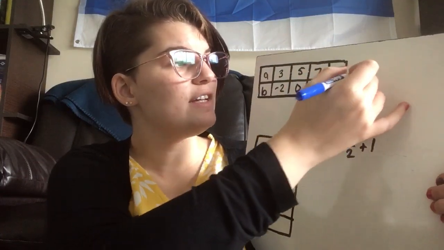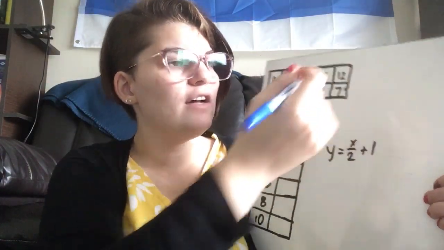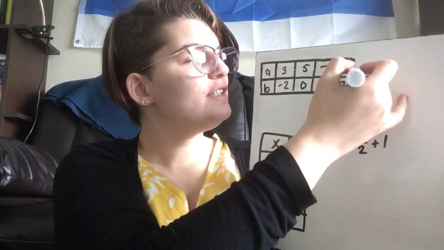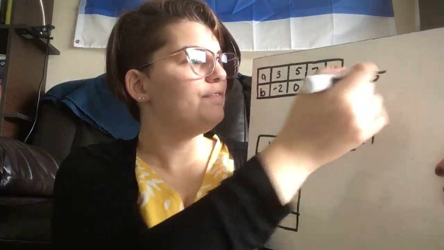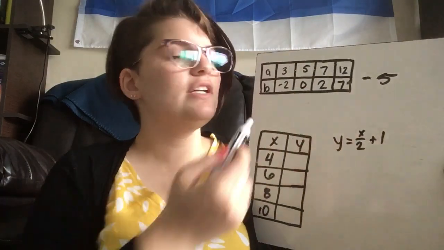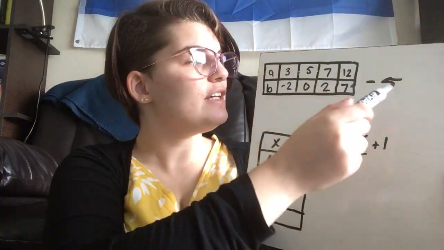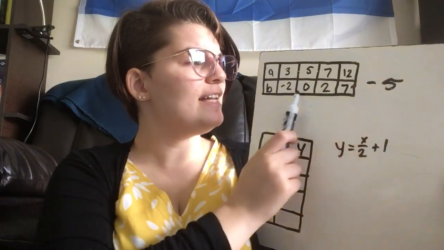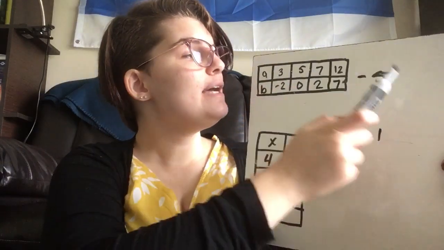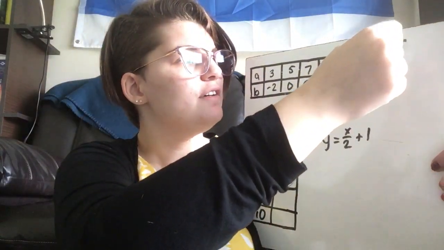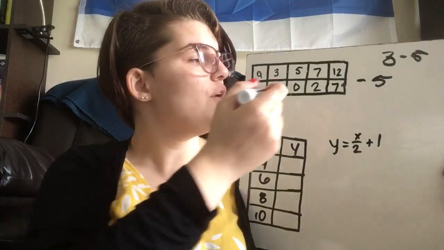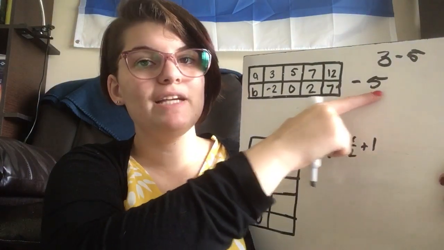So 12 to 7 is -5. Sorry guys, I was trying to use a different color for you, but the marker died. So 12 to 7 is -5. So let's see if the rest of these fit in. 7 minus 5 is what? It is 2. 5 minus 5, is that 0? Yes. 3 minus 5. So if I get my number line out, it will equal -2. Okay? So all of these follow the -5 rule.